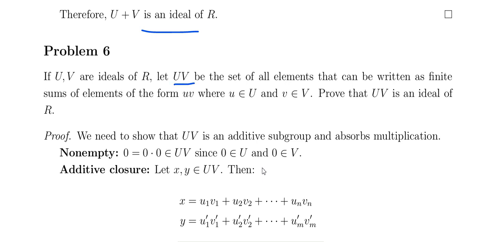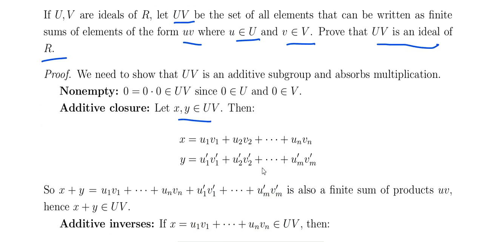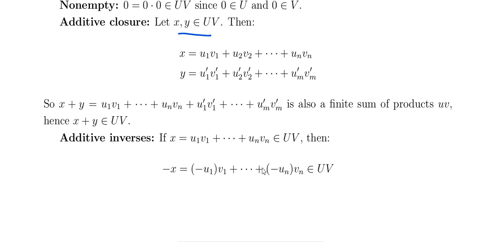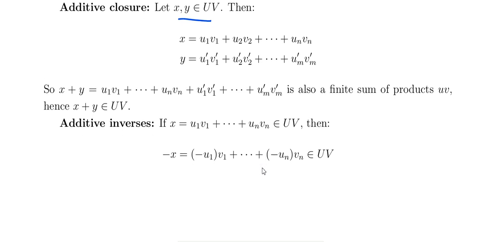Now U and V are ideals, then UV is the set of all elements that can be written as a finite sum of elements of the form uv, u belongs to U and v belongs to V. Prove that UV is an ideal of R. UV is an additive group: take x, y elements, each is a finite sum of products, and x plus y is obviously also a finite sum of products uv, so it belongs to UV. In the same way, the additive inverse also belongs to UV when expressed like this.